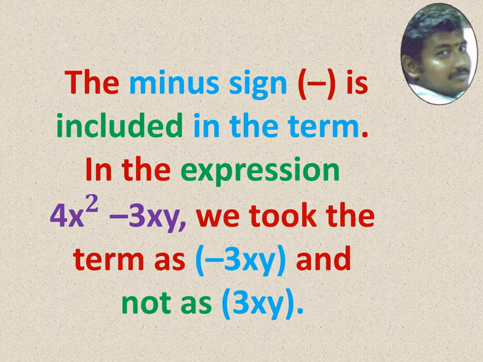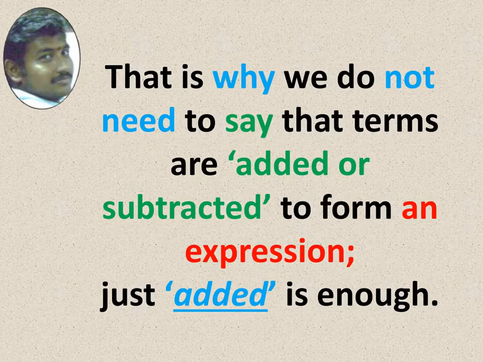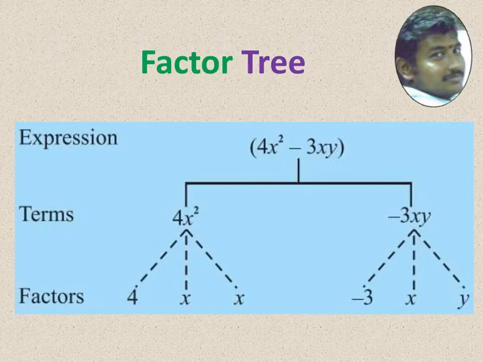So here we consider only the plus sign. The minus sign is included in the term itself. In the expression 4x square minus 3xy, we took the term as minus 3xy, not as 3xy. So the minus sign is included in the term. That is why we do not need to say that the terms are added or subtracted to form an expression. We just say added is enough. Terms are separated by the addition symbol.